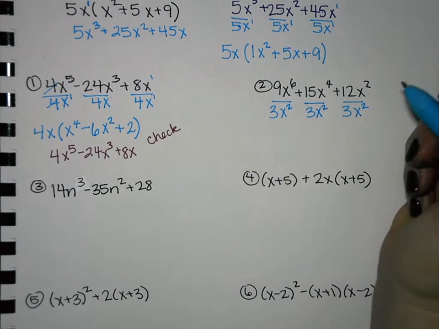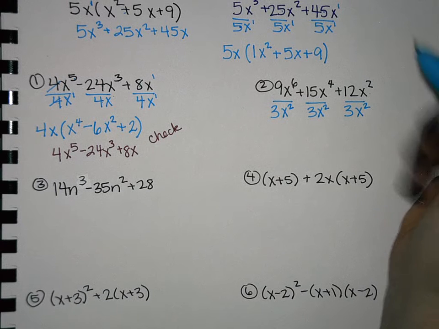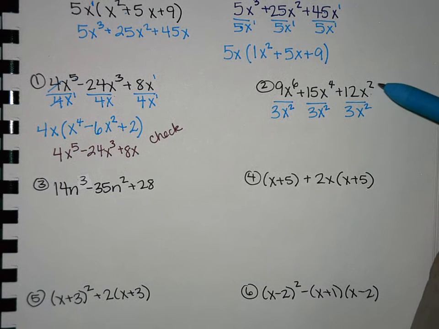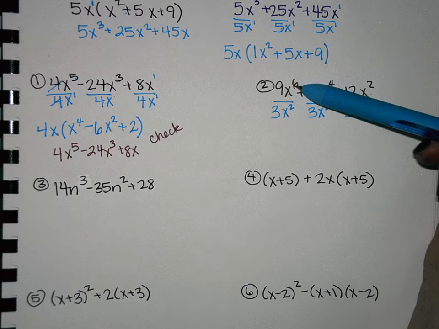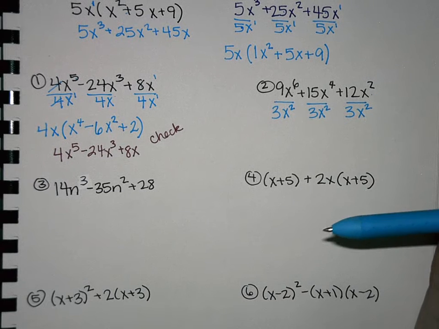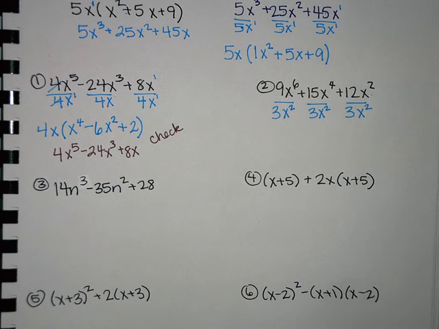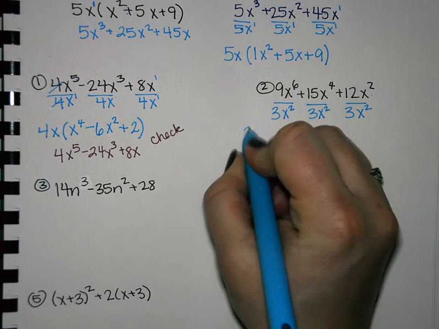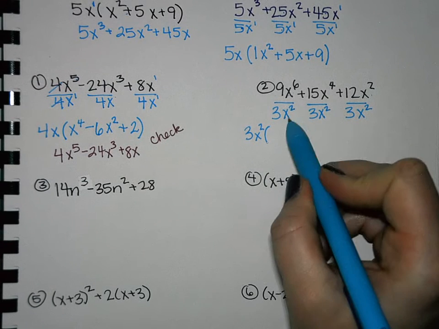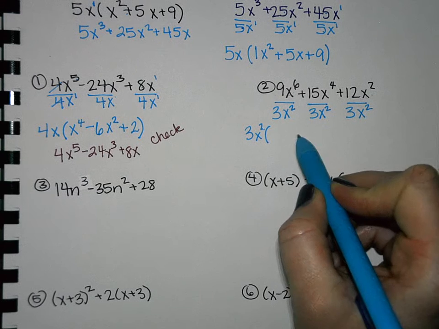So how to tell if it's going to be more than just 1? If they all have the same letter, take the lowest exponent. So what's the lowest number in our exponent? 2. So that's how many x's I'm going to take out. Okay. So we write our GCF on the outside. And then we divide and put what we did get from division on the inside.